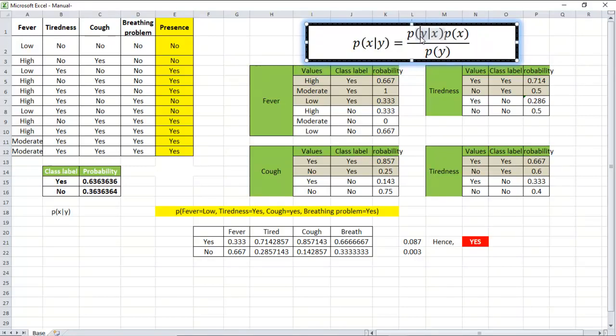Then P of Y given X is the likelihood. Likelihood means from the past history, how many evidences you have that when there is low fever, the person was infected with corona. So Y is the value taken from the input attribute, and X is the class label. This is the likelihood, how many case histories we have.